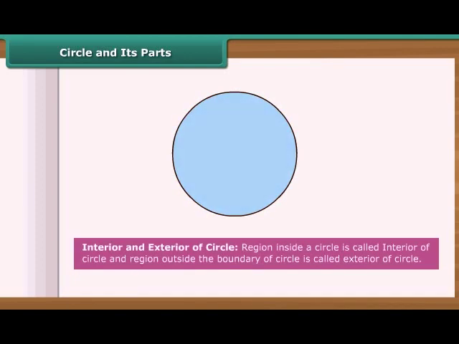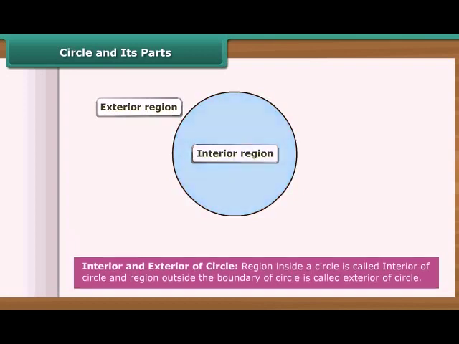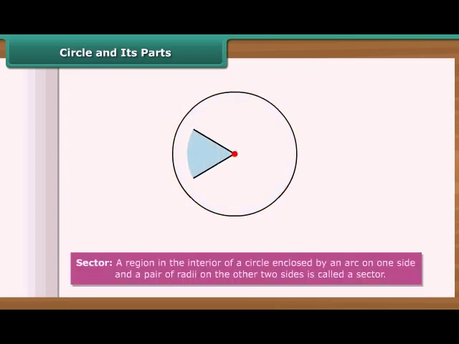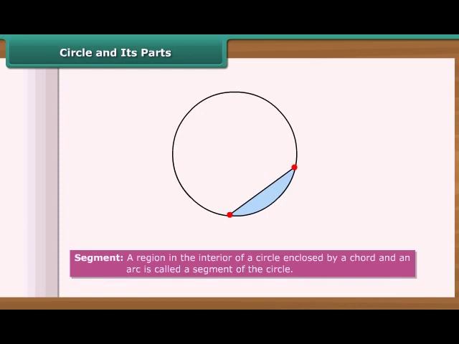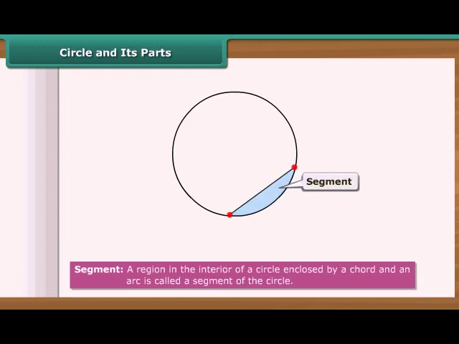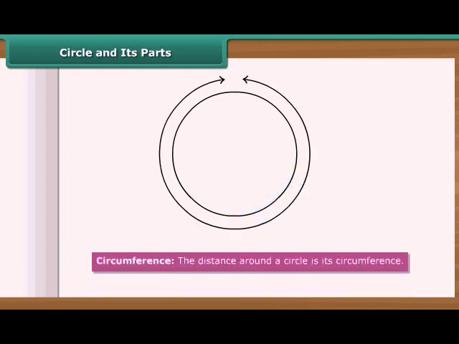Like any other closed figure, a circle has an interior and an exterior region. The region inside a circle bounded by 2 radii and an arc of the circle is called a sector of the circle. Similarly, there is a portion bounded by a chord and an arc of the circle, which is called a segment of the circle. The boundary of a circle is known as the circumference of the circle. The distance around a circle is its circumference.